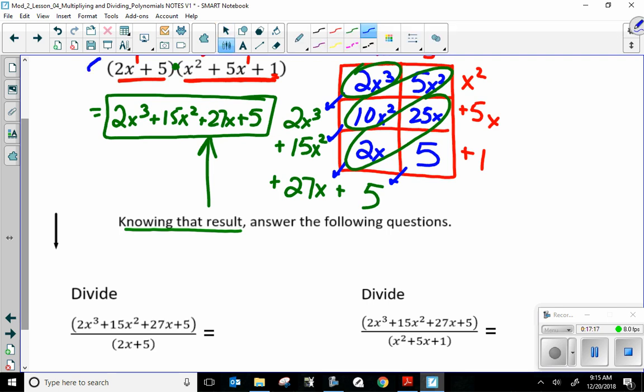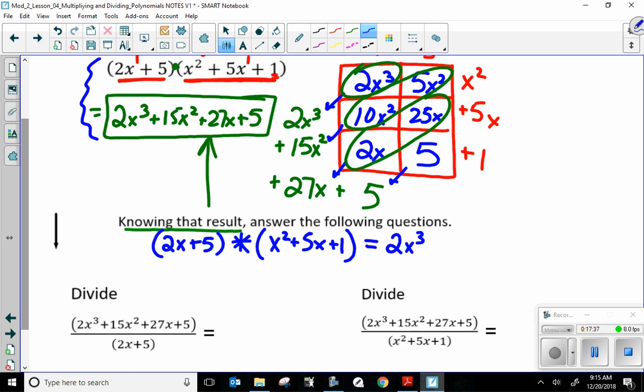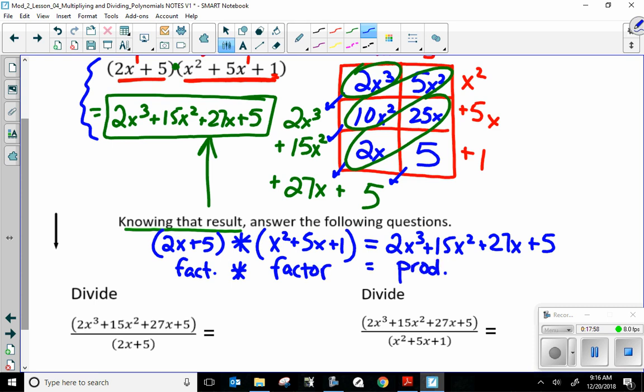I'm going to rewrite this whole multiplication process right on top here. I've got 2x plus 5 times x squared plus 5x plus 1 equals 2x cubed plus 15x squared plus 27x plus 5. These here are both my factors. Factor times a factor equals a product, right? That's the answer to multiplication.